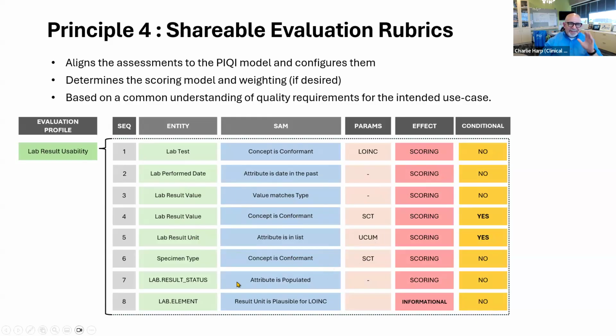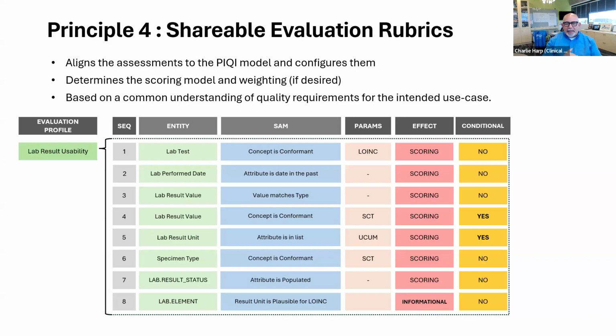The lab result status, it just needs to be populated with something. And the lab element, the result unit should match what the LOINC code expects. So if you're giving me a mass concentration LOINC code, you should have a mass concentration result unit. Now for this last one, I'm not necessarily going to take away points for that. I just want to know how often that's happening so I can take a look at that.